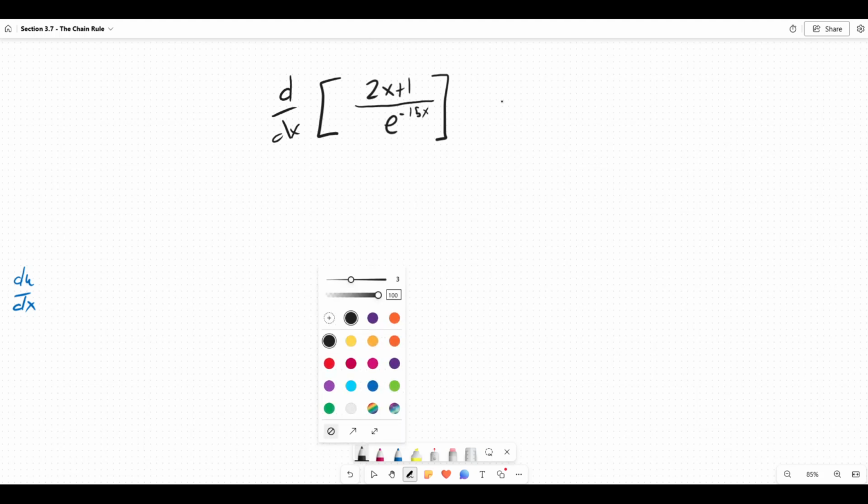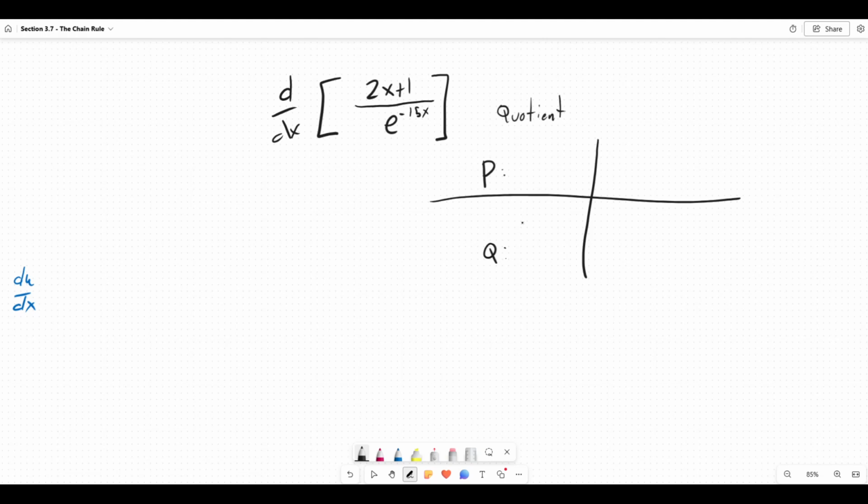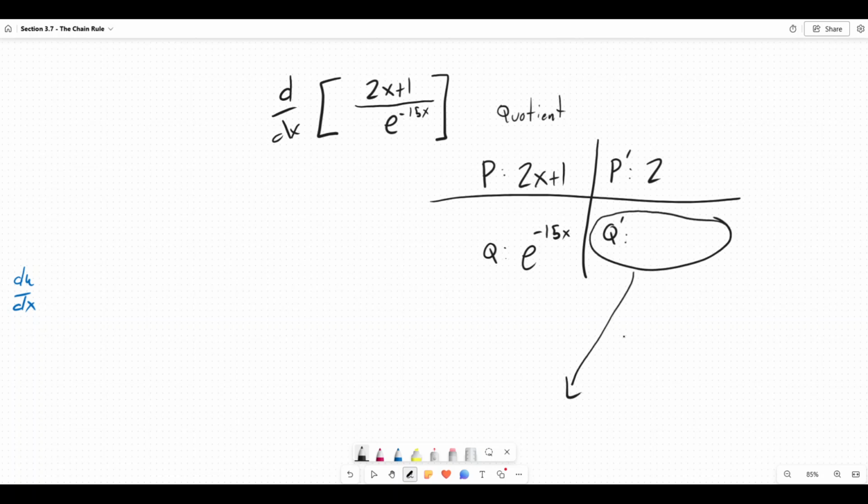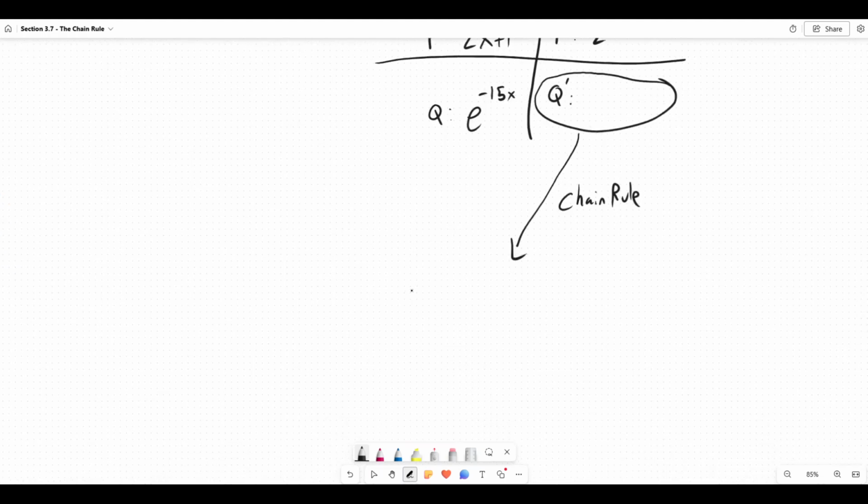Okay? So, once again, outside in, I get a quotient rule. Now, I like to call these p's and q's. For the numerator and the denominator, it's going to be 2x plus 1 and e to the negative 15x. So, what does that make p prime, and what does that make q prime? Well, p prime is 2, and q prime is going to be a chain rule, because I have an outside function, e to the something, and I have an inside function, negative 15x.